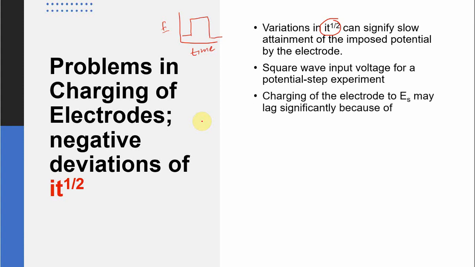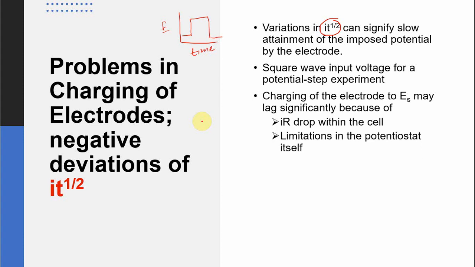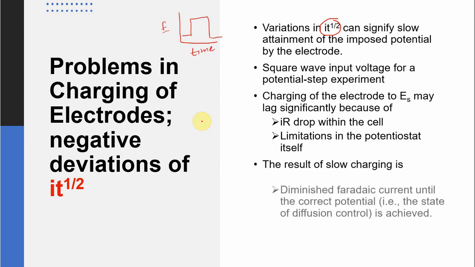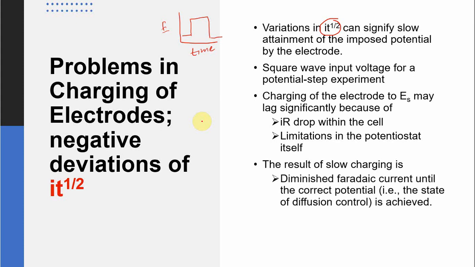Now charging of the electrode to Es may lag significantly because of IR drop within the cell, that is potential drop, and it can be limited due to the potentiostat itself, that is the potentiostat is not able to maintain the potential that is required to keep the electrode at a certain potential or to charge it in a limited time. The result of slow charging is diminished Faradaic current until the correct potential is achieved.